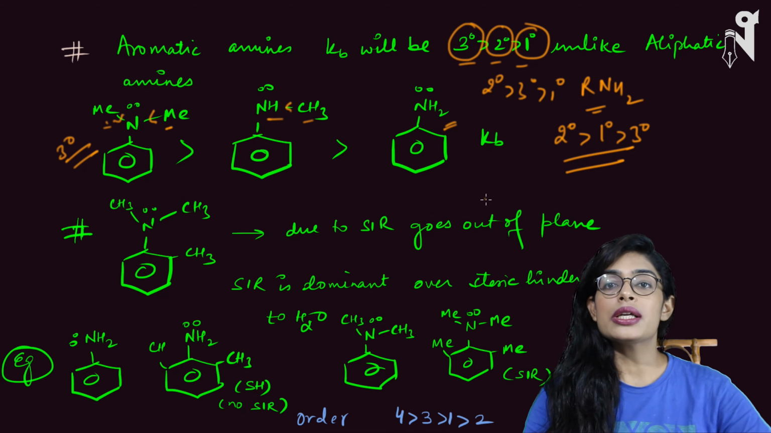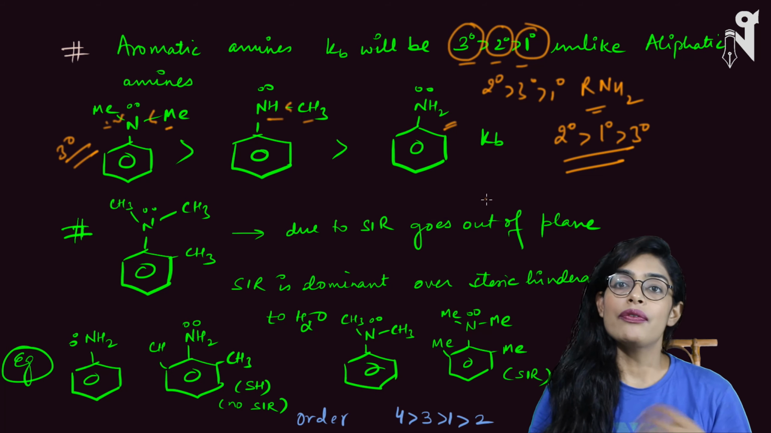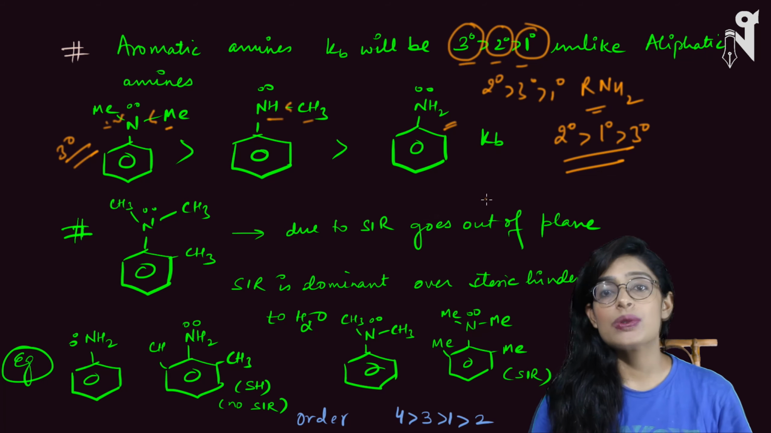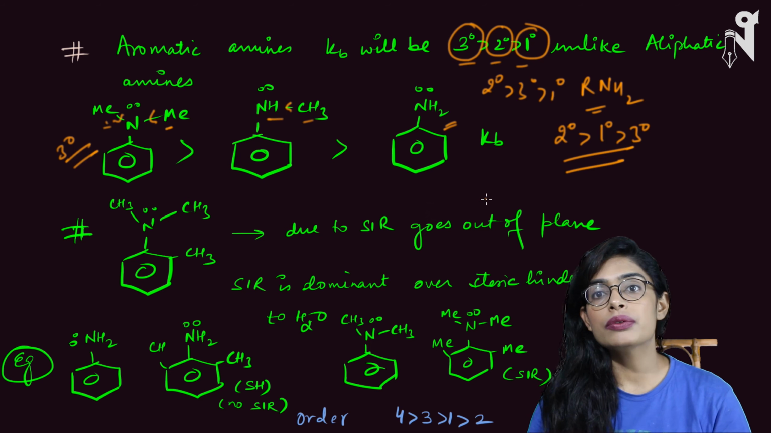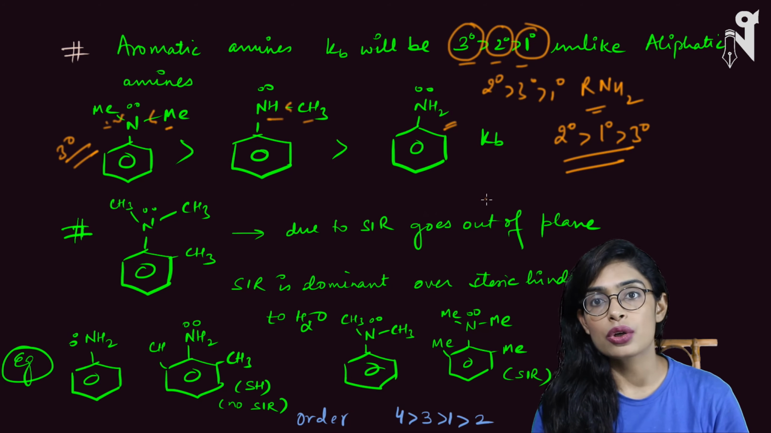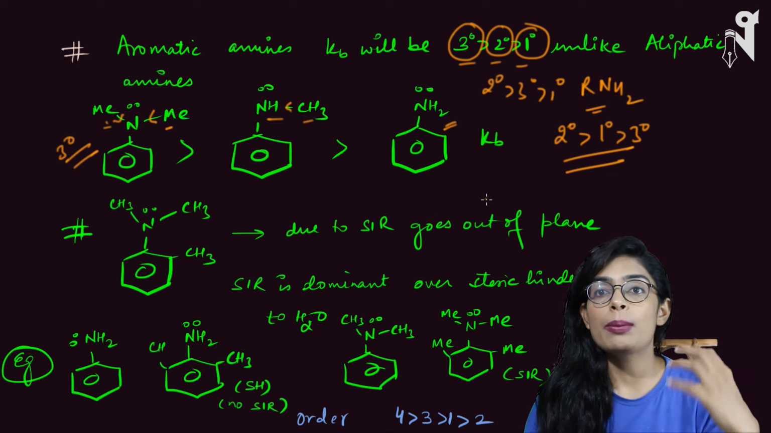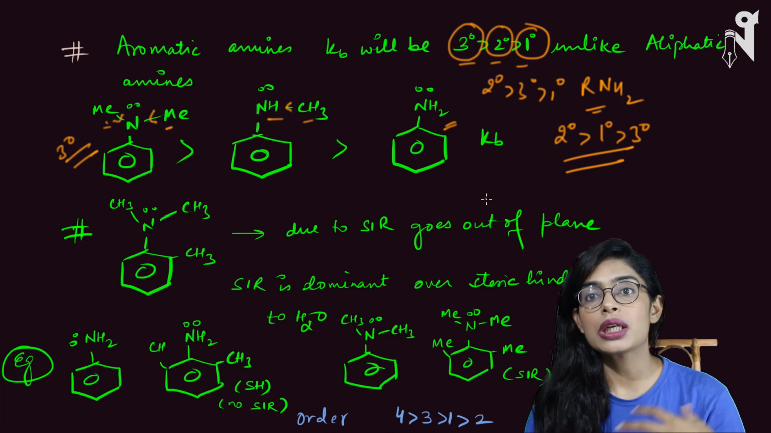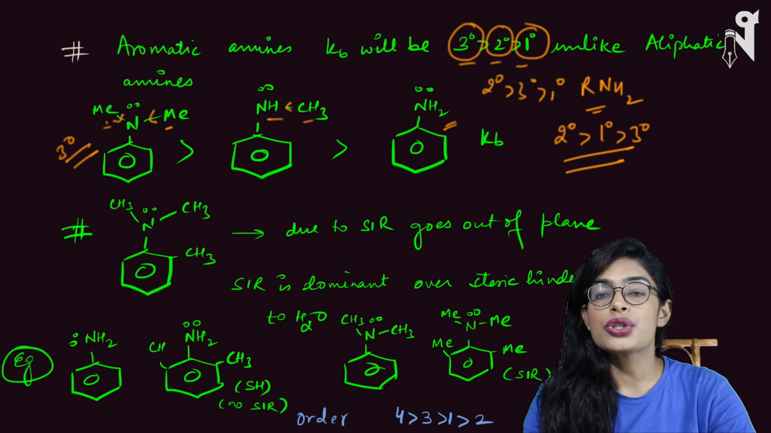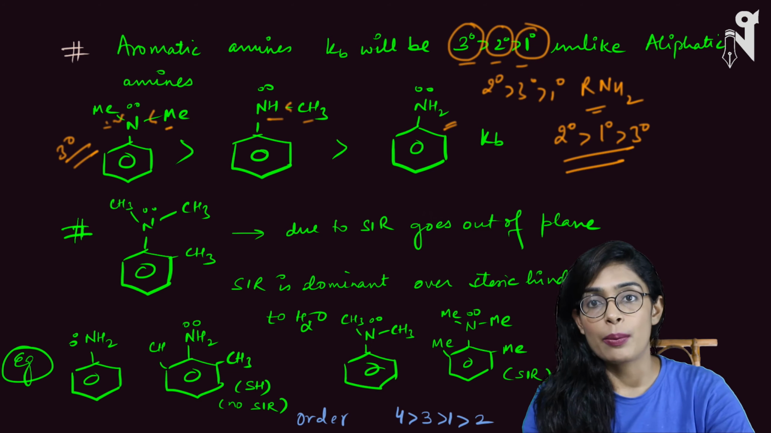So the basic strength order is not the same as aliphatic amines, because aliphatic amines dissolve in water. Aromatic amines do not dissolve in water, so here we only talk about one order, that is through the electron releasing inductive effect of R groups. We do not talk about dissolving in water and its impact. This is the order of basic strength for tertiary, secondary, and primary aromatic amines.